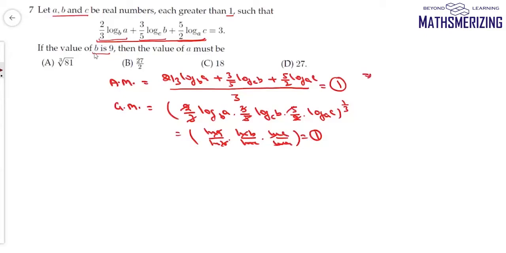So that means I'm getting this condition where the arithmetic mean is the same as the geometric mean for these three given numbers. Now we know that the arithmetic mean is equal to the geometric mean only when all the numbers are equal.